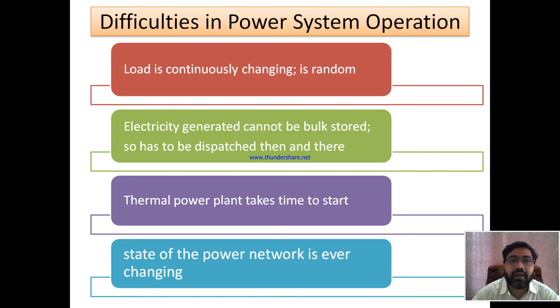Before proceeding ahead, let us discuss a few difficulties in power system operation, which are listed out here. One important difficulty is load is continuously changing. It is random in nature. You don't know what the load will be in the next minute, in the next hour, and next day. So it is based upon some load forecasting procedure, some estimate. You will have to imagine the load demand and generate the power using the available generators with you.